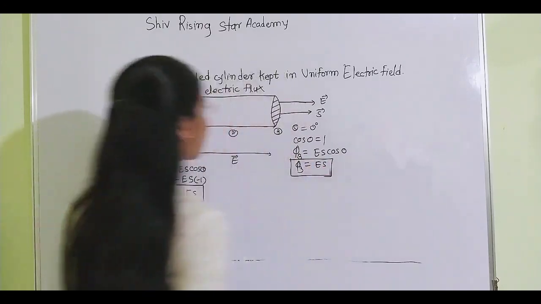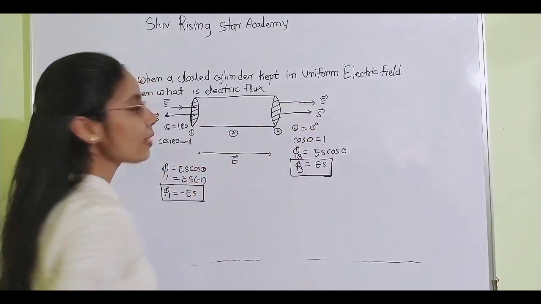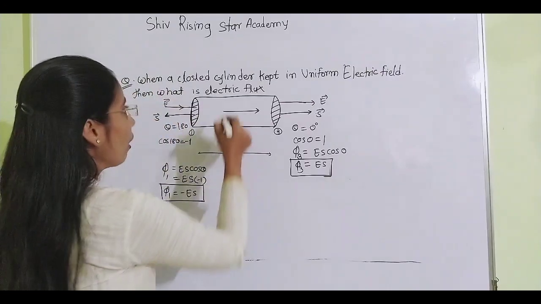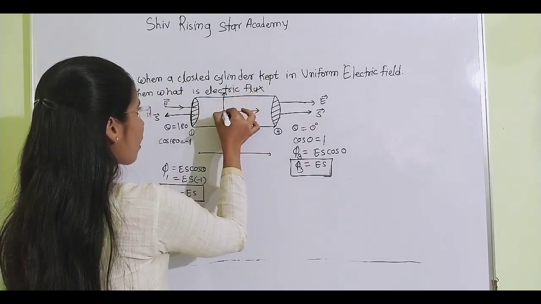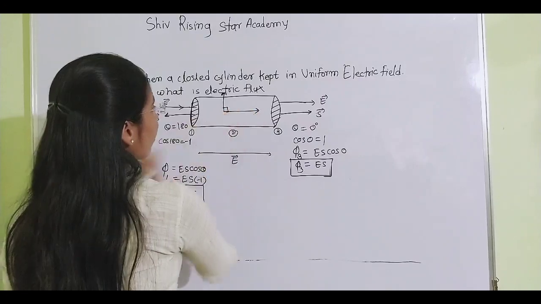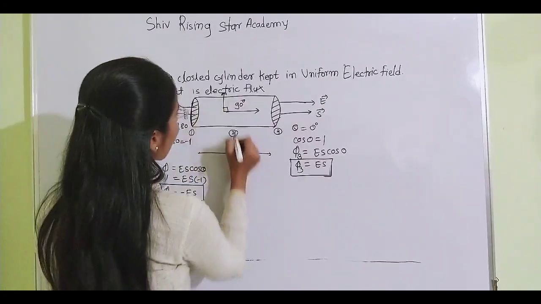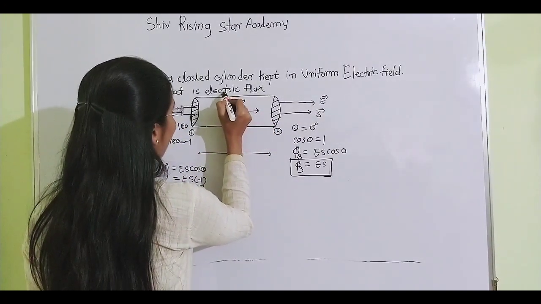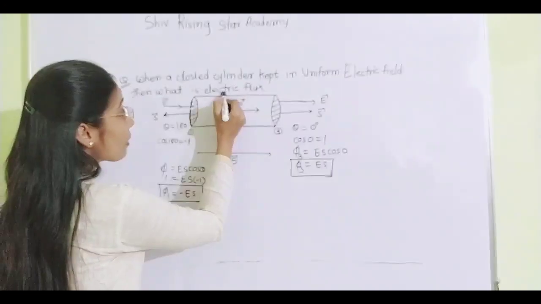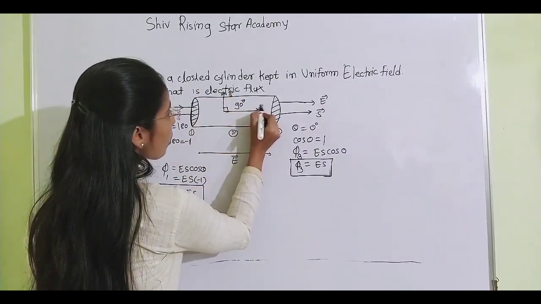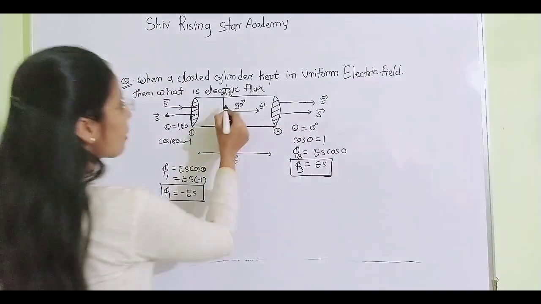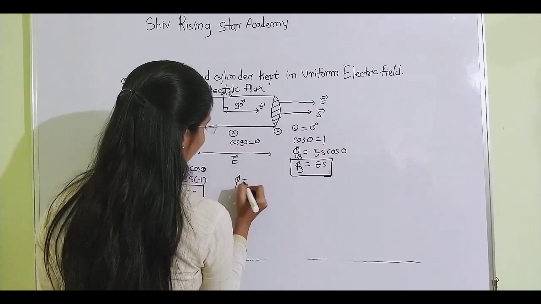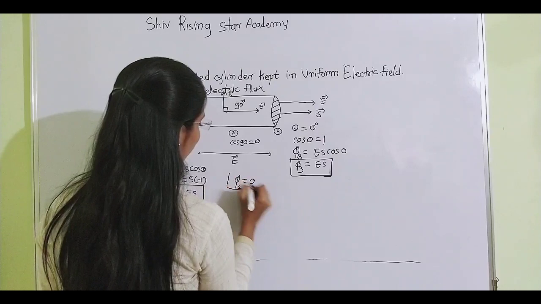So the flux related to the third surface is ES. When we consider the second surface, the direction of the electric field is in this direction and the area vector is outward to the surface. So this is the direction of the area vector, this is the direction of the electric field, and the angle between them is 90 degrees, and we know cos 90 is 0. So phi 2 is equal to 0.